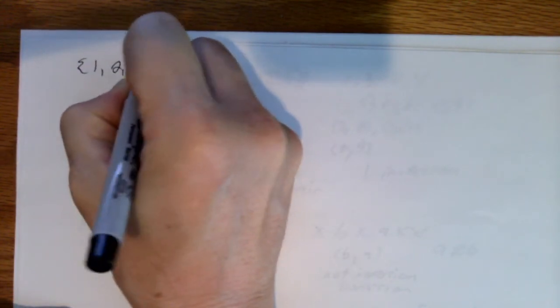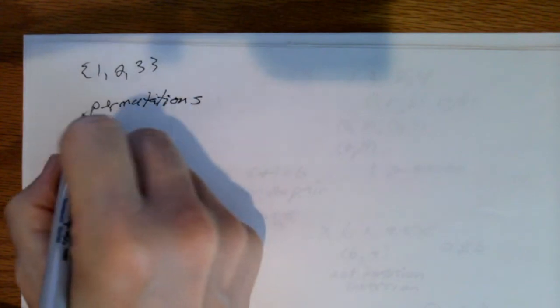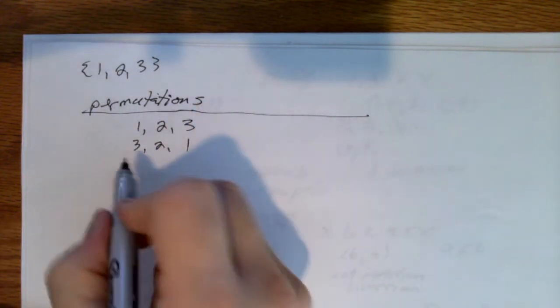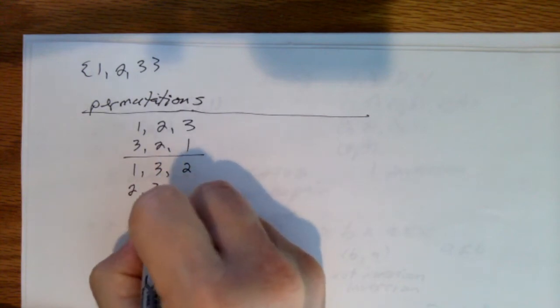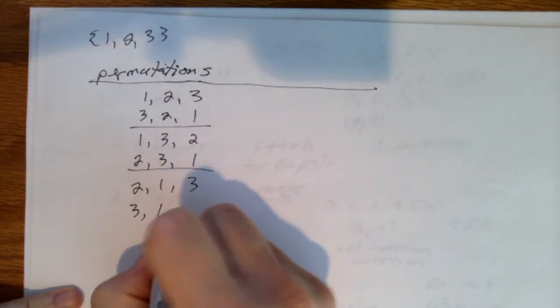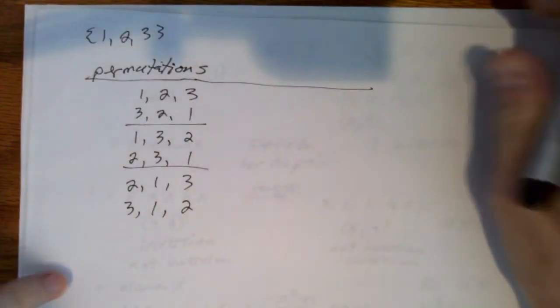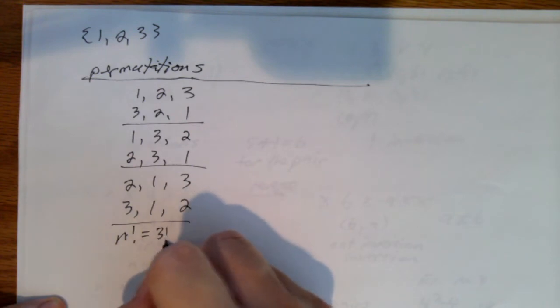Because remember, our goal is still to count across all permutations the number of swaps that take place. So if we have three numbers, it doesn't matter what three numbers are, but I'm going to use 1, 2, and 3 for this example. Our permutations of these are 1, 2, and 3. And what was the reverse of this? 3, 2, and 1. And then what was another permutation? 1, 3, 2, and the reverse of that would be 2, 3, 1. And then our other permutations would be 2, 1, 3, and 3, 1, 2. So is this every permutation? Yes. So what do we have here? N factorial permutations, okay, which in this case is 3 factorial, which is 6.